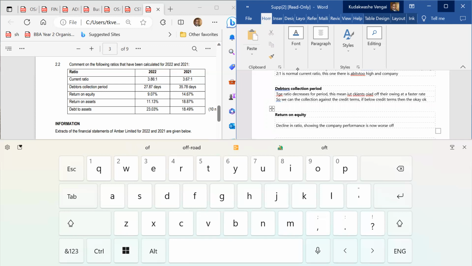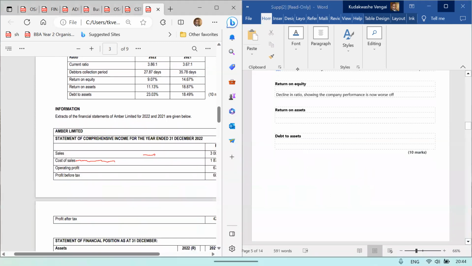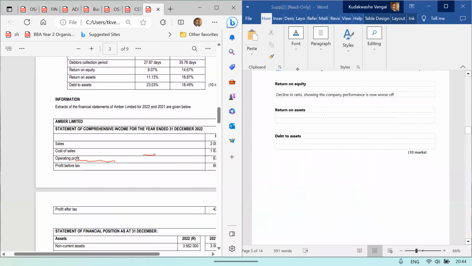We can comment further and say that the company should probably increase its sales. The company should cut its costs in order to improve this specific ratio. That's something that you can what? That you can add. You go to the next one, return on assets. Again, you look at it, you can see the trend was going down. You go to the next one, debt to assets ratio. You can see again, the trend was what? The debt to assets ratio actually increased.